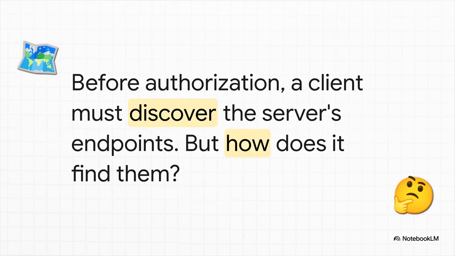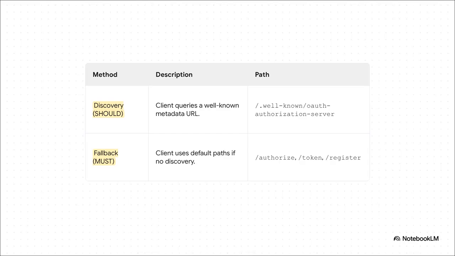But wait a minute, before any of these handshakes can even start, the client application has to solve a really basic problem. It needs to know where to even go. Where are the correct authorization and token doors located? So the best practice, the recommended way, is for servers to just publish their endpoints at a standard, well-known web address. The client can just go to that URL and get all the info it needs. Now, if a server doesn't support that for some reason, clients have a fallback plan. They have to try these default paths. It's discovery first, defaults second.